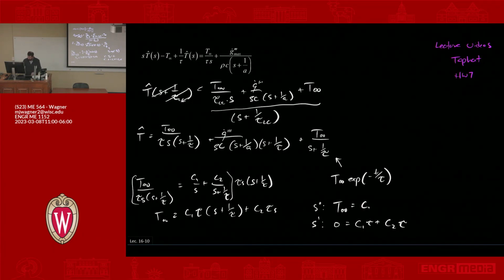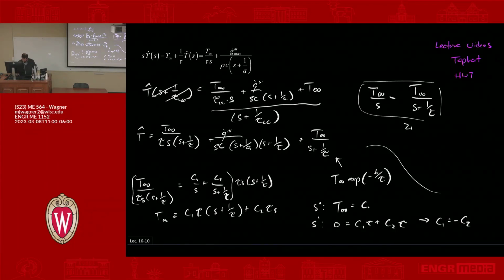Okay? That's just telling us what c1 is equal to minus c2. So we've got our solution here for this term. We can go back and write this in a consolidated form. I've kind of run out of room, but let me just write up here in this area. So the result of this is this term is broken into t infinity over s minus t infinity over s plus 1 over tau. Right? So that's our second term equivalent.